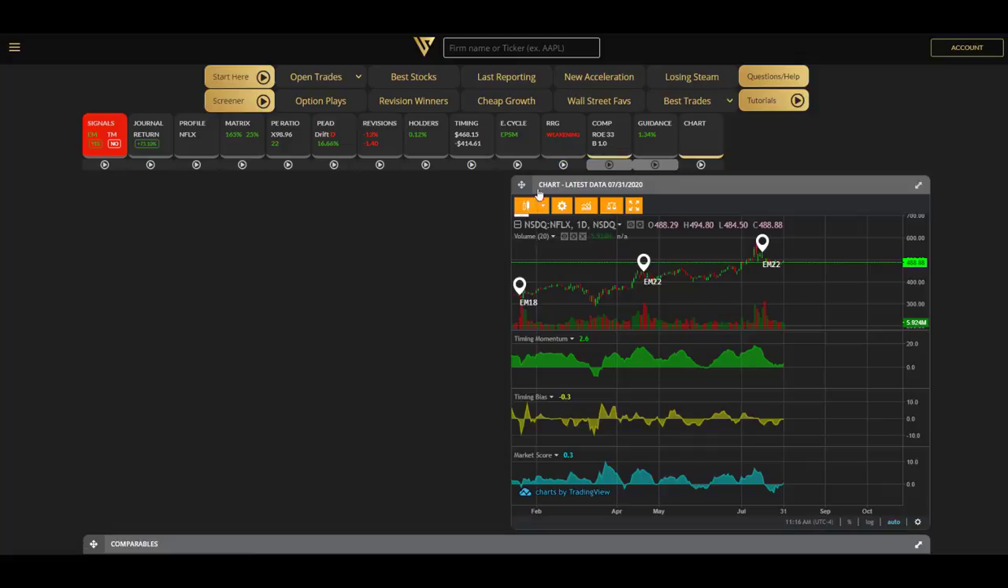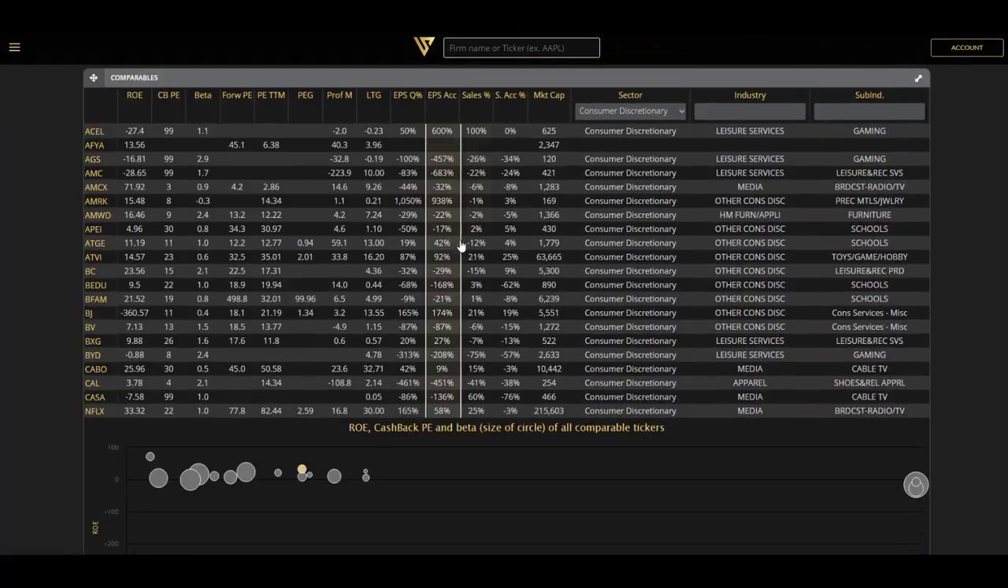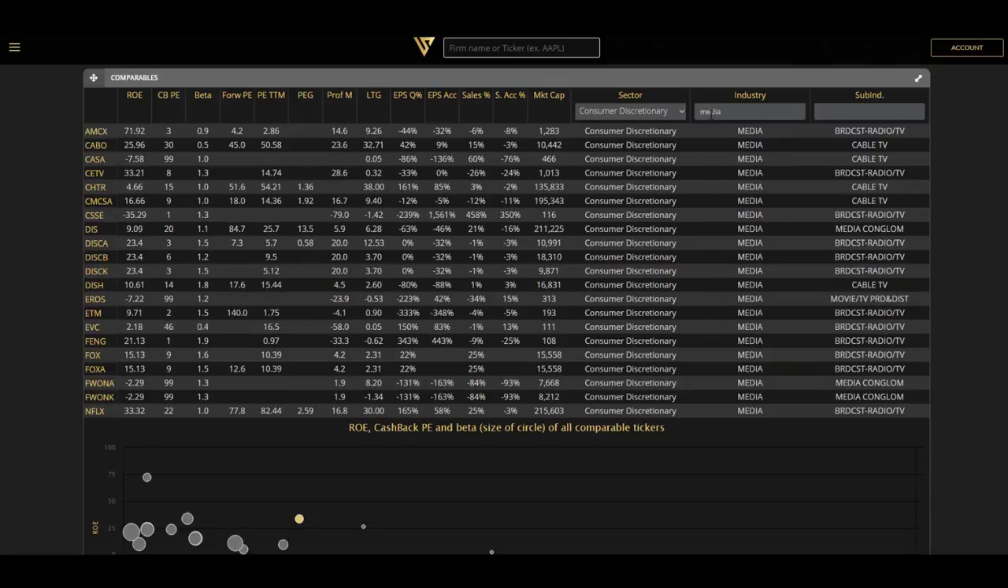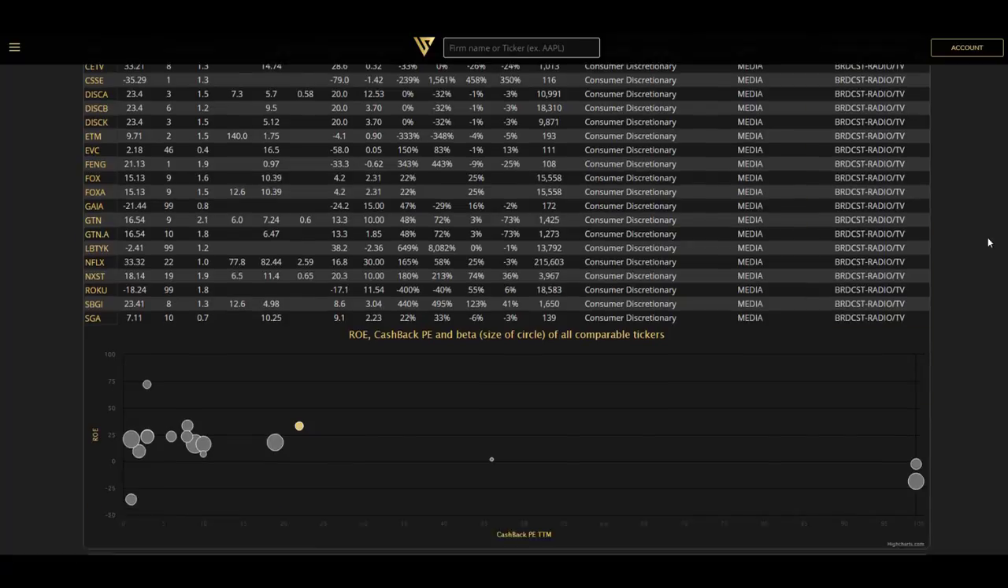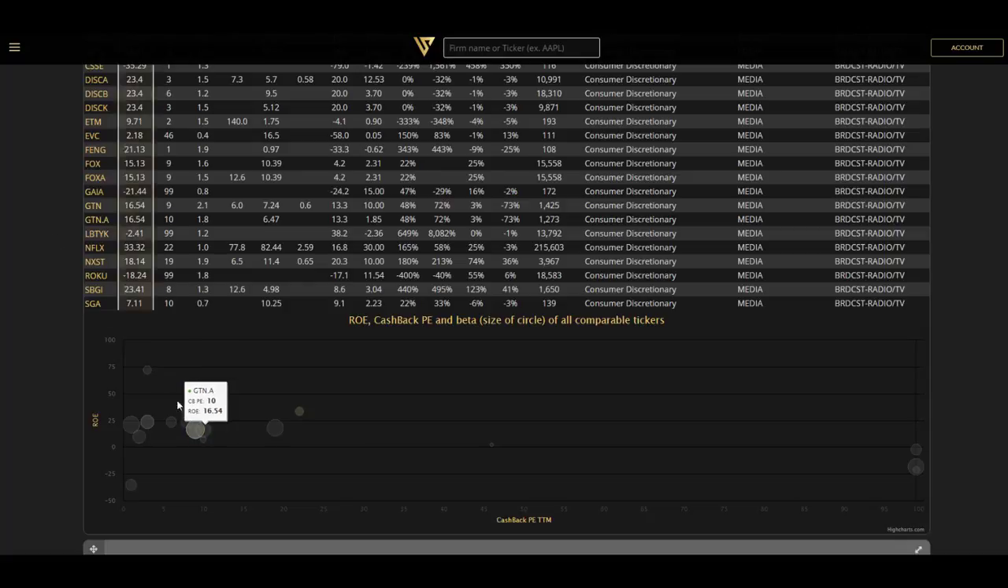The comparable, it's very simple. It compares stocks with each other, depending on the group. So Netflix is here. It's broadcast, so you can filter by broadcast. Okay, so now I have all the competitors of Netflix here.